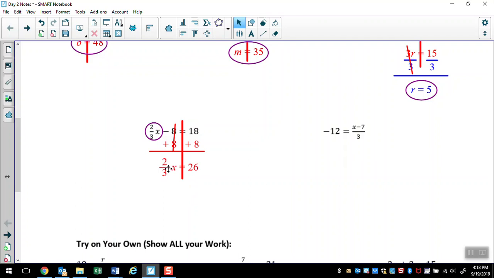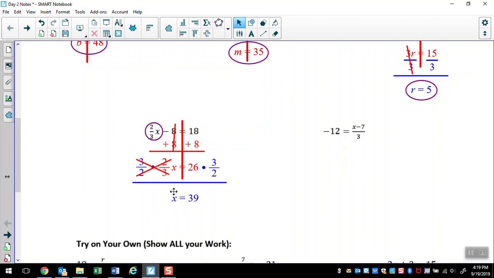All right, now once again, we're multiplying by a fraction. So the inverse of multiplying technically is dividing. But since we can't divide by a fraction, we multiply by its reciprocal. So I'm going to multiply by 3 over 2. Multiply this side by 3 over 2. Multiplying the inverses, cancel them out. So I'm just left with x on this side. And then 26 times 3 over 2 gives me 39.